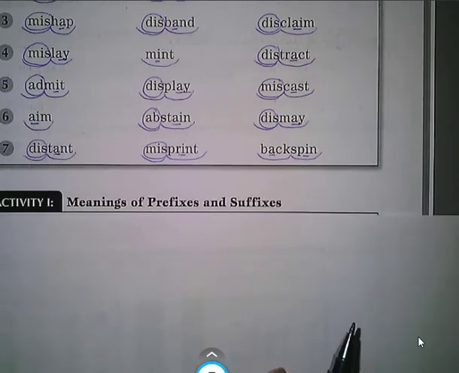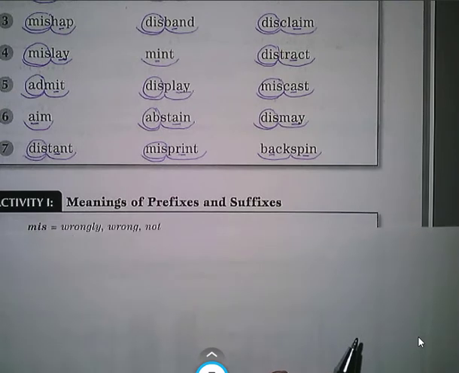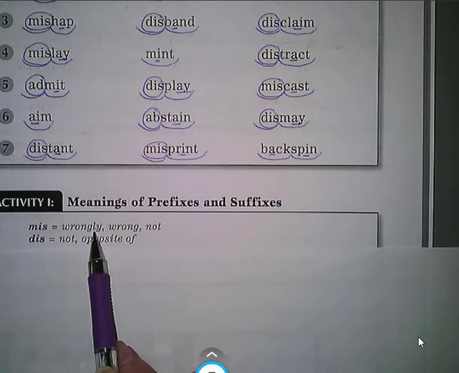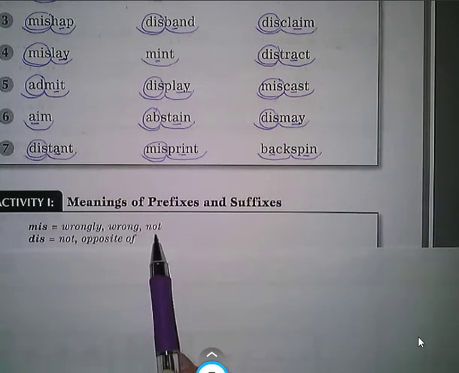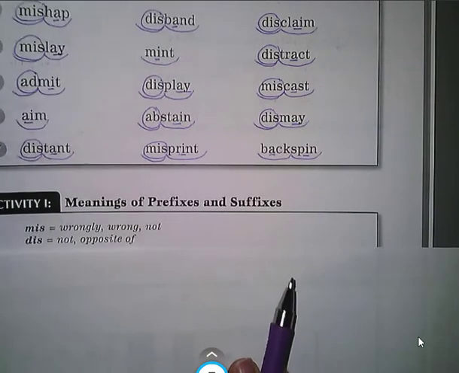Let's move on to Activity I. Remember I said the prefix on the word will change the meaning of the word. That's because the prefixes themselves carry meaning. So miss means wrongly or wrong or not. These are all related, but that's what it can mean. Dis would be the opposite of, or not.